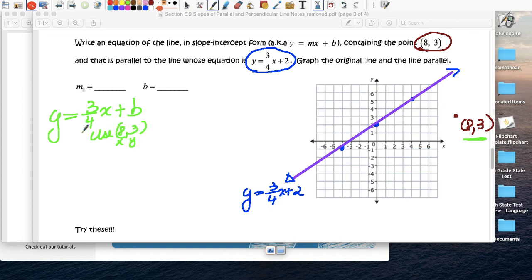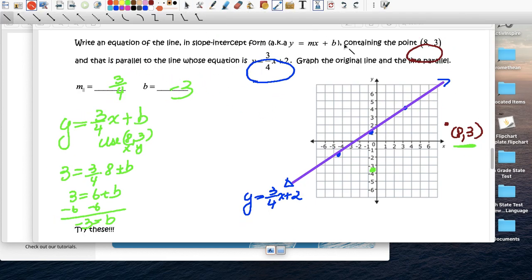Substitute. So instead of y, I'm going to write 3. Instead of x, I'm going to write 8, and then plus b. 3 equals 6 plus b. I'm going to subtract 6 from each side, and b equals -3. So now I know that the y-intercept for this line that I'm about to make is right here. So I can fill this in. The y-intercept of the new line that's parallel to the purple one is -3. And its slope, I already knew that from the beginning because they share the same slope.